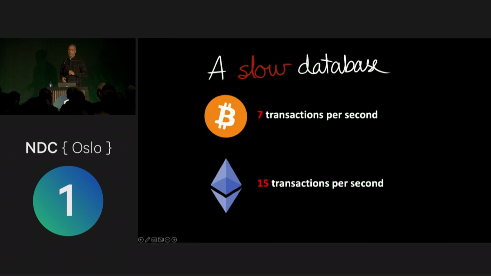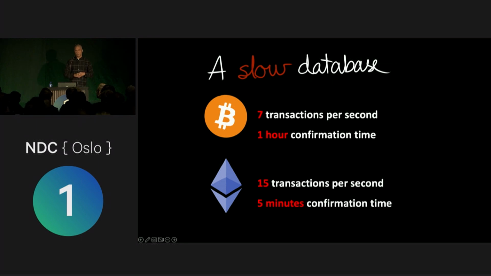It's a really slow database as well. So Bitcoin can do about 7 transactions per second, and Ethereum, which I'm going to cover in detail here, can do about 15. But there's something more important to consider, and that is the confirmation time. So in Ethereum, it takes 5 minutes before your transaction is confirmed. And what does that mean? That means that you will have to wait 5 minutes in order to know that your transaction has been accepted by the system and written to the database. Just think about that, 5 minutes.